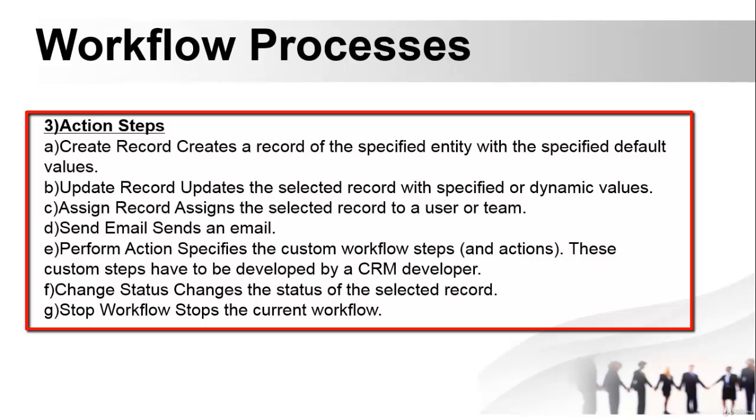Then there is assign record, which assigns the selected record to a user or a team. So basically, if a task needs to be done, we can assign that task to a specific department or specific user with the help of assign record. So for example, if there is any approval task, I will assign that specific record by setting the approval task to the user, whoever will be available as a manager.